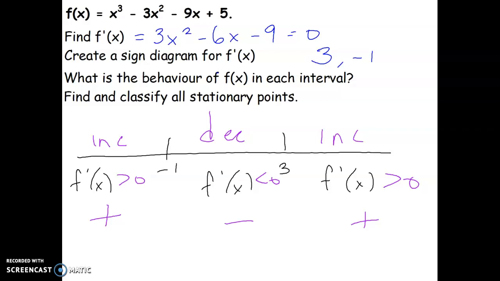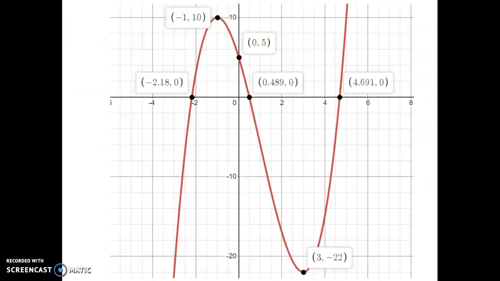And now we need to classify the stationary points. Well, -1: if it's increasing and then decreasing, -1 must be a maximum. And right here, if it's decreasing and then increasing, 3 must be a minimum. So now I have all of the information that I need, and I would come over here and put this on a graph.